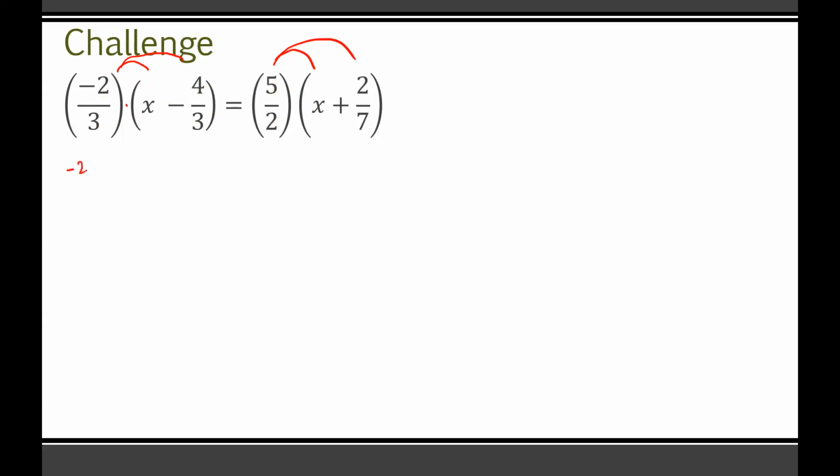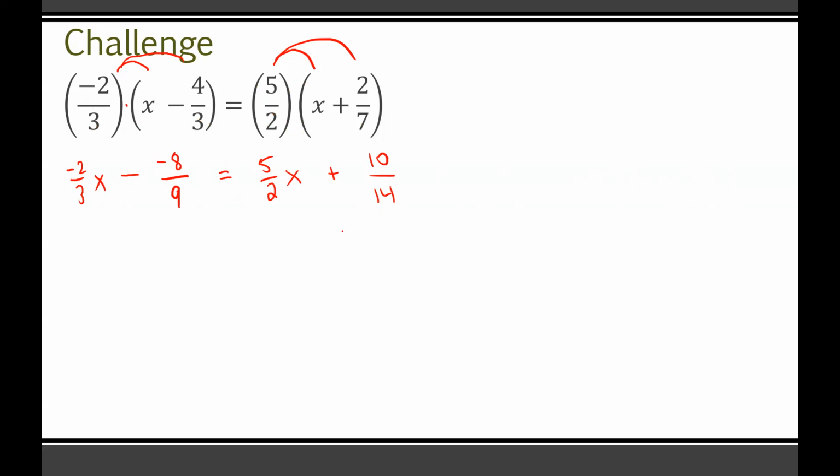This is going to give us negative 2 over 3x minus negative 2 times 4, which is negative 8. So minus negative 8 over 3 times 3, which is 9. That's already cleaned up a little bit. Equals 5 over 2 times x is just 5 over 2x plus 5 times 2, which is 10, over 2 times 7, which is 14.